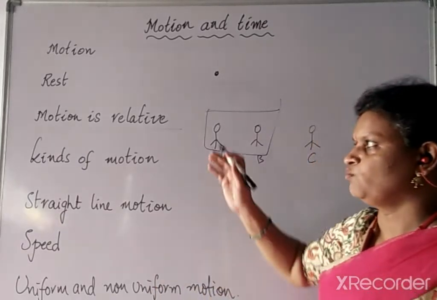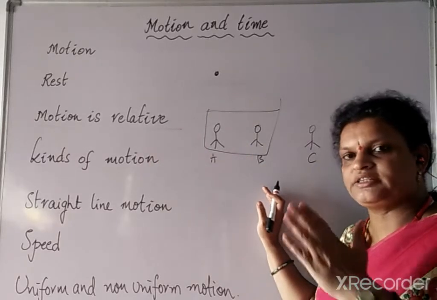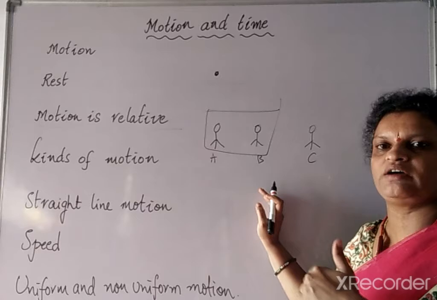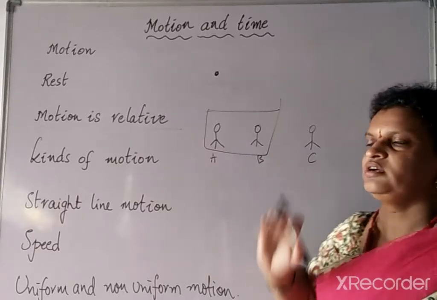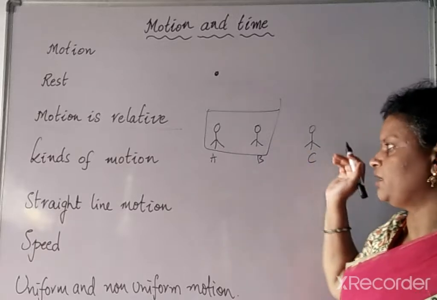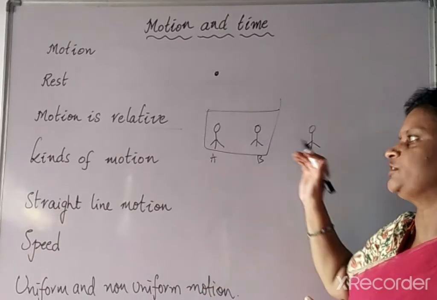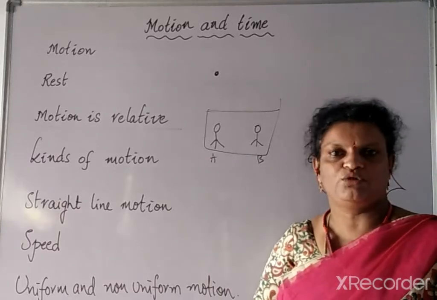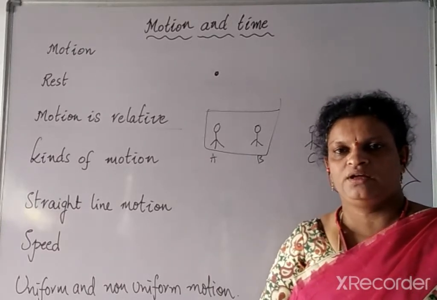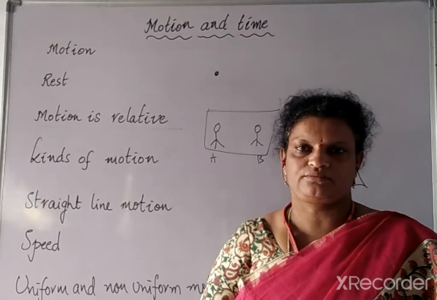So motion is relative when we compare with another person. If that person also is in motion and both of us are traveling in one vehicle, we will say that according to this person, he is at rest. But according to the other person who is outside the vehicle, both of them are in motion. Now, if I am standing here, you will say that I am at rest.